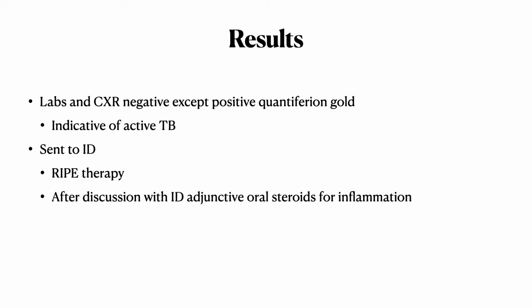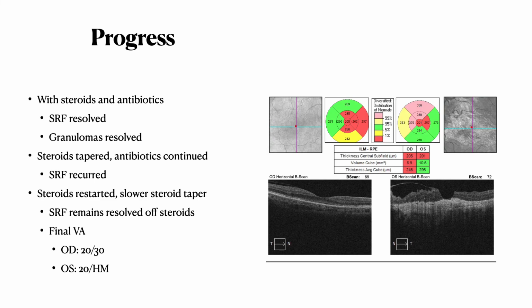The labs and chest x-ray testing were all negative except for a positive QuantiFERON Gold. And this is indicative of active TB, even in the setting of a prior history of a BCG vaccine. The patient was therefore sent to infectious disease for RIPE therapy. And after discussion with infectious disease, adjunctive oral steroids for inflammation were started after a few days. With steroids and antibiotics, the subretinal fluid resolved, and the granuloma slowly resolved.